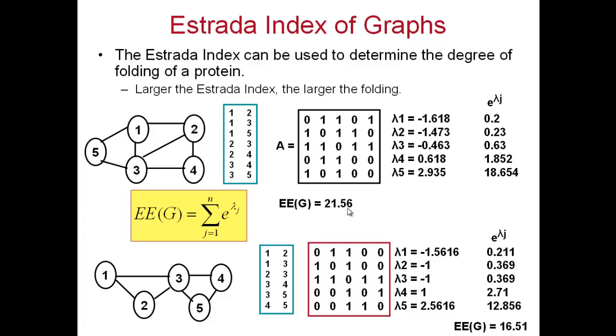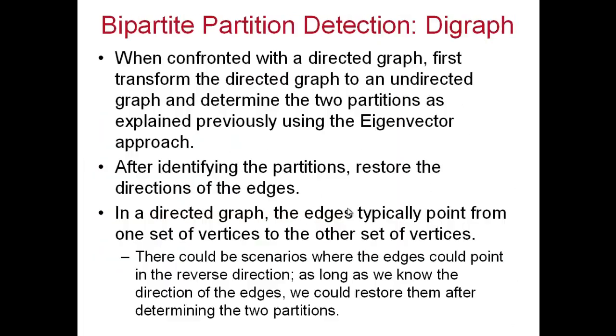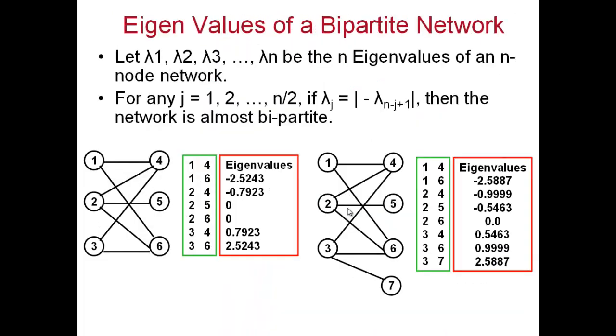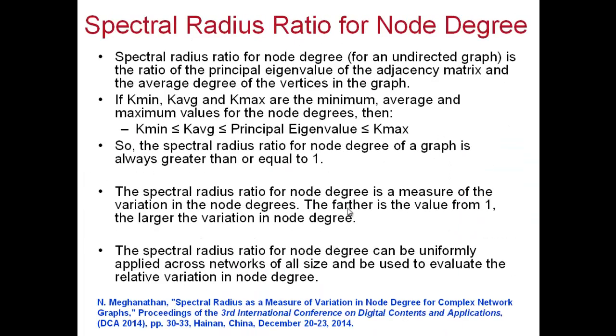Okay, but as I always say, when you quantify something, it's always better to put it on a scale so that we can get an idea of how large or how good the property is that we are trying to analyze. Like in the previous two cases, that's what we did. For the spectral radius ratio of node degree, I said the closer it is to 1, the less the variation in node degree, and the farther it is from 1, the more variation in node degree.